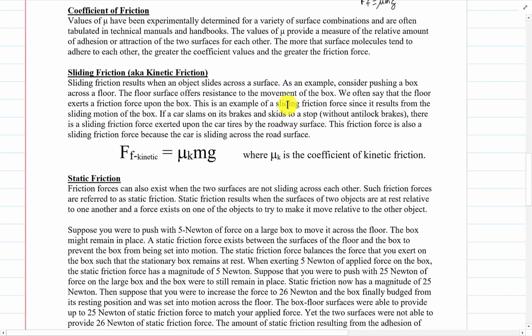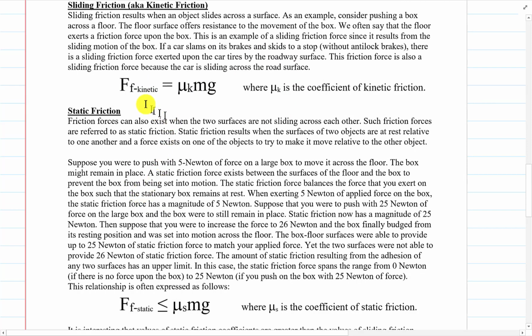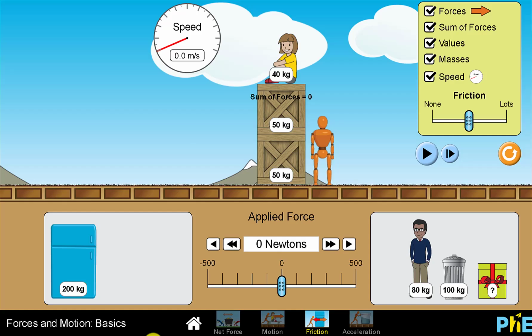So there are two different types of friction: sliding friction and static friction. They look very similar, except there's a mu s here and a mu k there, and there's just an equal sign here, and then it's equal or less than here. Let's just do a demonstration. A little bit overwhelming here.